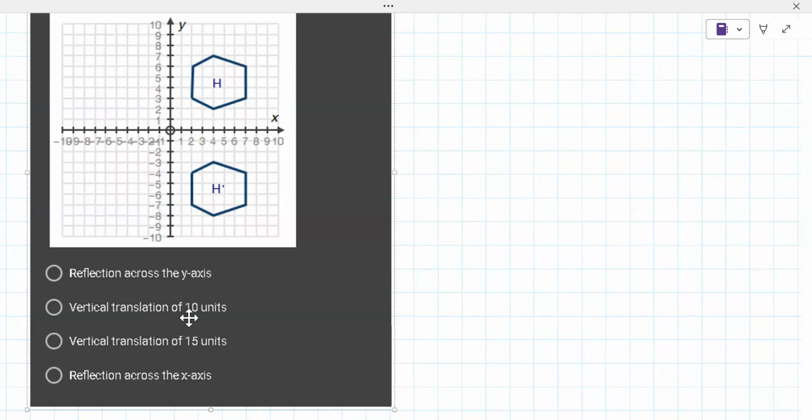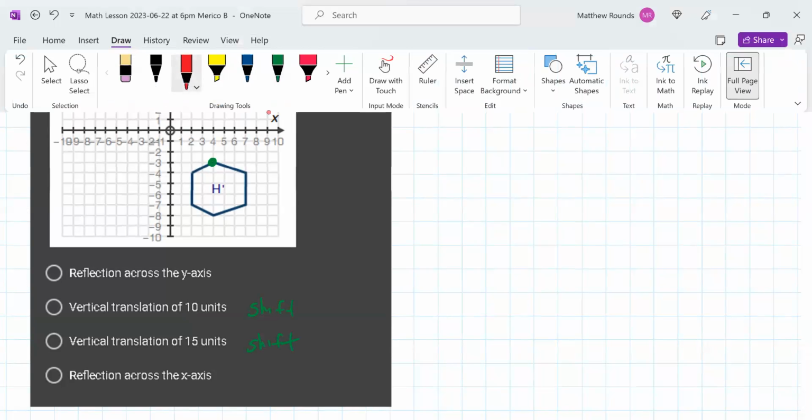So a translation means a shift. Look at this point up here. Is it shifted down a certain number of units? Let's see. 1, 2, 3, 4, 5, 6. Well, I don't think it shifted down 15 units. Could it be shifted down 10 units? Is it exactly 10 units down? 2, 3, 4, 5, 6, 7, 8. It is. Now this one's somewhat deceptive.